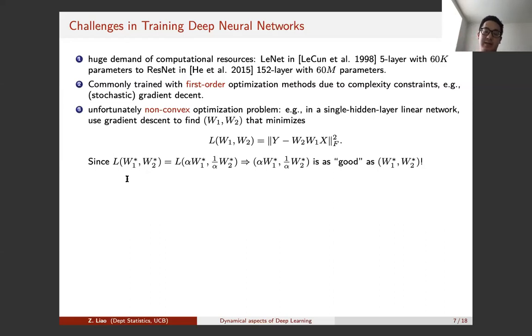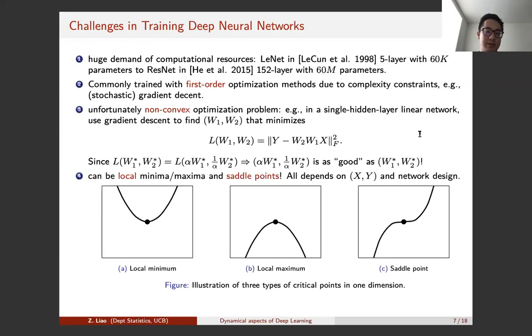Here we clearly see that if W1 star and W2 star is a good solution, in the sense that its associated loss value is very small, then alpha W1 star and 1 over alpha W2 star is as good as the original solution. So in fact, there are many equivalent solutions in this neural network structure. And that is a non-convex optimization problem, so it is very hard to train and to optimize in an efficient way with at least a first order method.